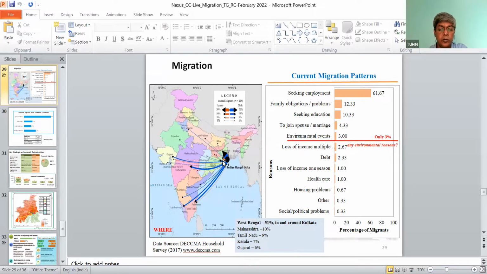So they are going towards the city, Kolkata city, and the peri-urban area, and also to other states. So you can see the pattern of the migration. And in West Bengal, the migration is around 51% among the surveyed people. In Maharashtra, Tamil Nadu, Kerala, and Gujarat is there. So it's tremendous. And we have done a 1,500 survey after doing the initial survey to find out who are the migrants, the migrant families and households. And in the peri-urban area, we did a 750 survey in the DECMA project.